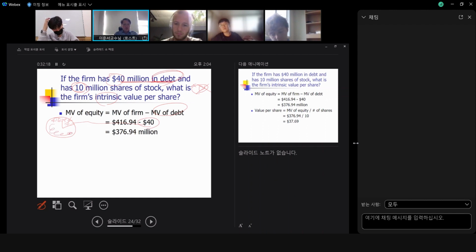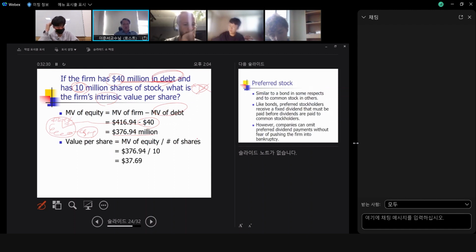So the remaining one is for the common stockholders, right? Common stockholders is $376.94 million, right? Then the last step is what? We need to divide by the number of shares to get the stock price per share. So this is $376.94 million divided by 10 million shares, which is going to be $37.69. The end. So the intrinsic value of this company is $37.69 per share.